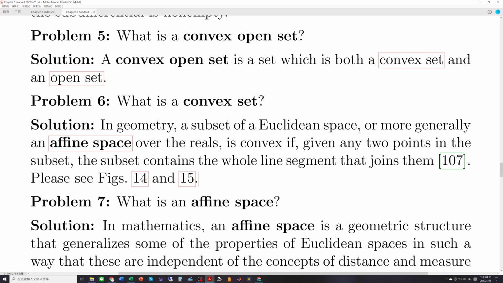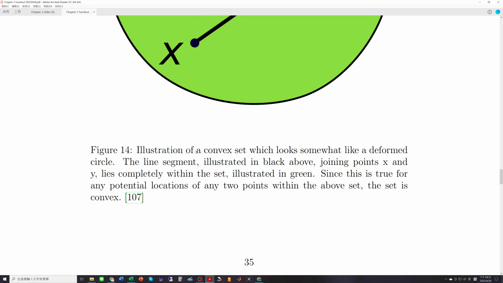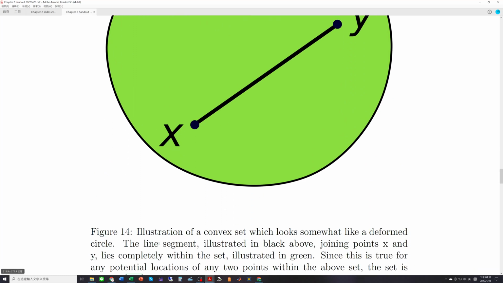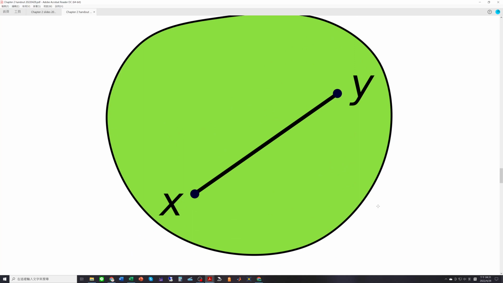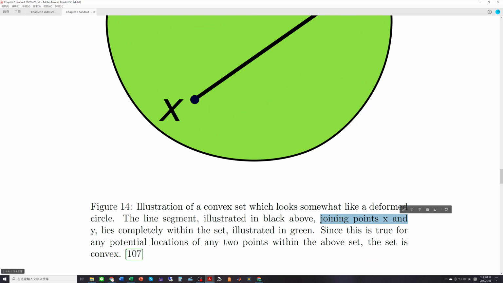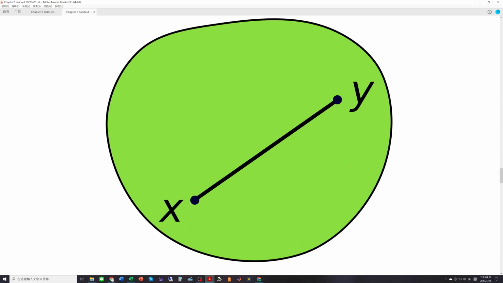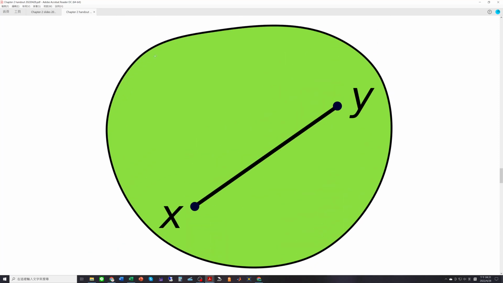Let us see figure 14 first. Figure 14 is an illustration of a convex set which looks somewhat like a deformed circle. This is a convex set. The line segment illustrated in black above, joining points X and Y, lies completely within the set. You can see that this line segment joins point X and point Y, and this line segment completely lies in this set, illustrated in green.